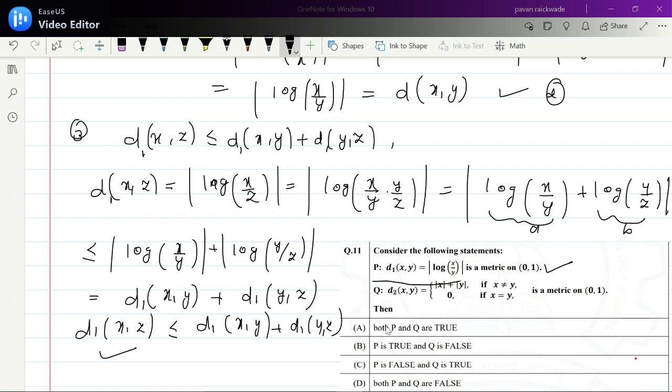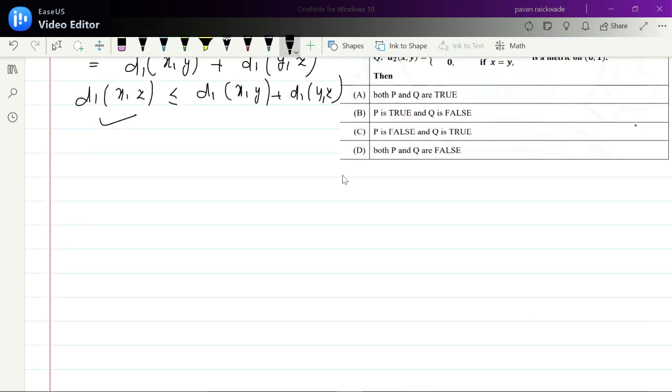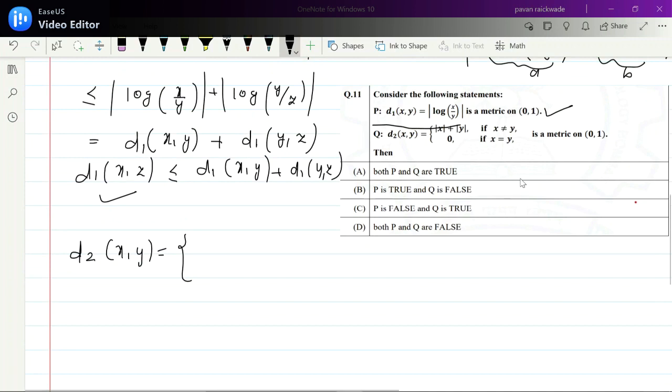Now similarly, let's check for statement Q. In statement Q, the metric d2 is defined as d2 at any point x comma y is equal to mod x plus mod y where x is not equal to y, and 0 when x is equal to y. Okay, so there is no point of taking modulus here because both x and y are positive, because those belong to open 0, 1. So I can straight away write d2 at x comma y is x plus y when x is not equal to y and 0 when x equals y.